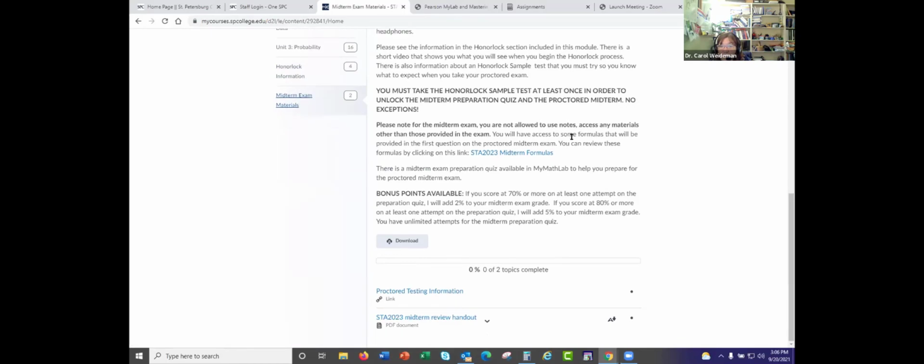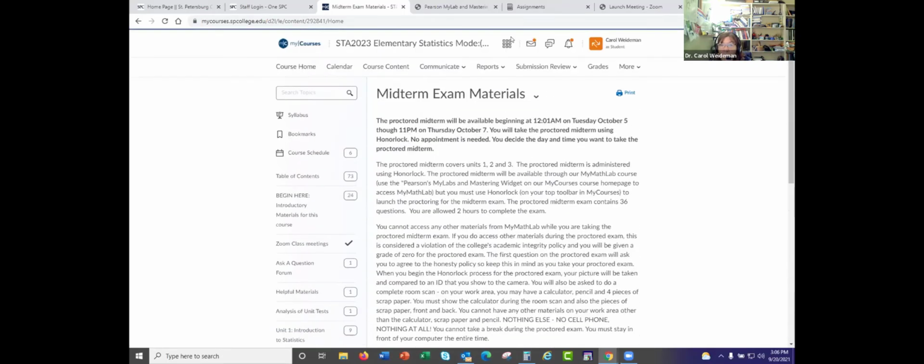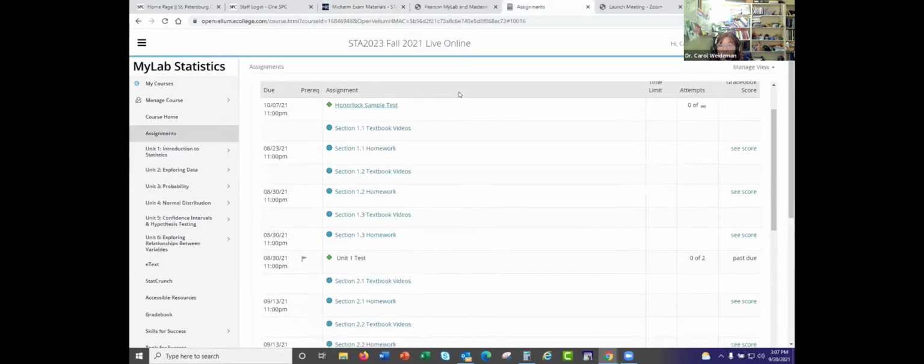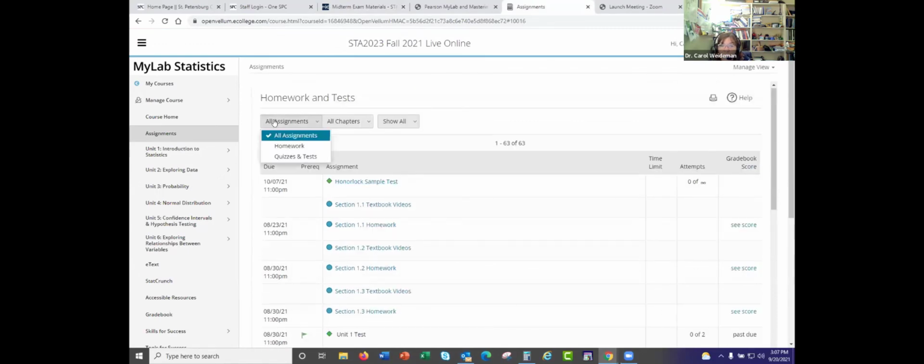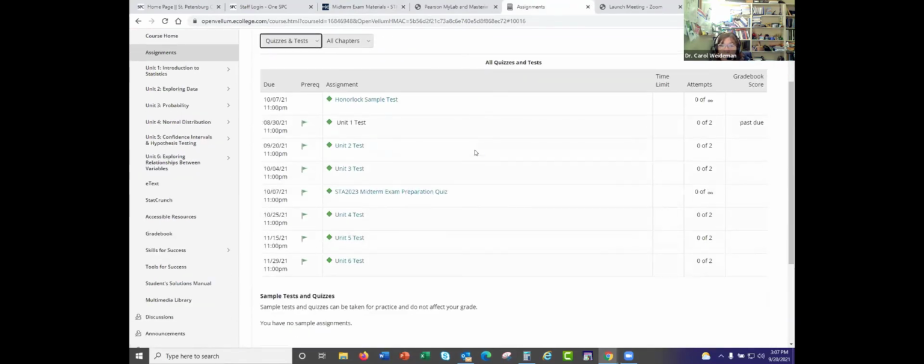I also opened up your midterm exam materials module. You want to take a look at that. Once you finish the Honorlock sample test, you will have access to the midterm preparation quiz. But you see there's a little flag there and you can't get that unless you do the Honorlock sample test. In two weeks, we'll go over a copy of the preparation quiz in class. This will help you get ready for the midterm, but you need to do that Honorlock sample test before you can access this. So that's why I was writing and writing to you about it.